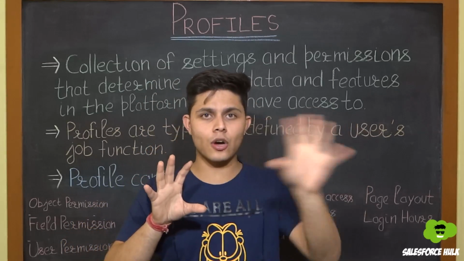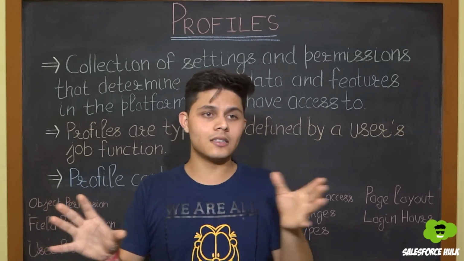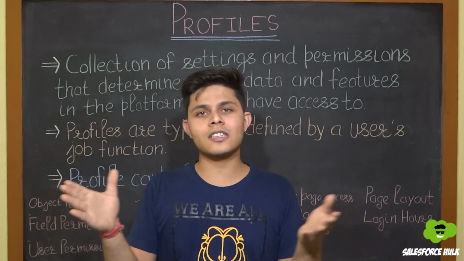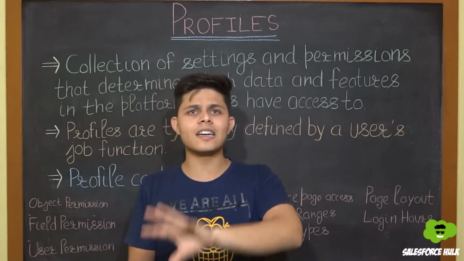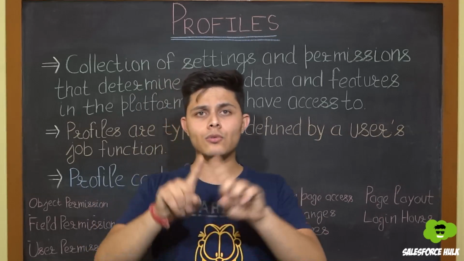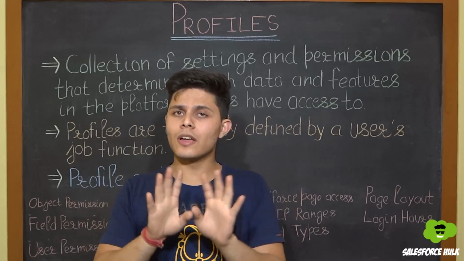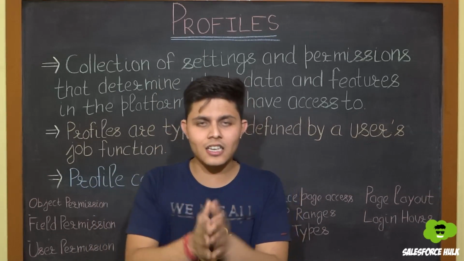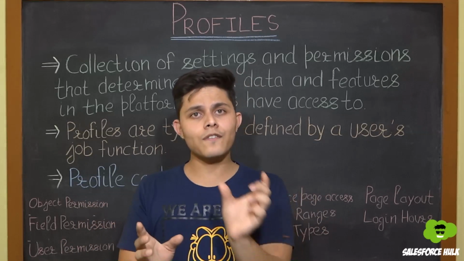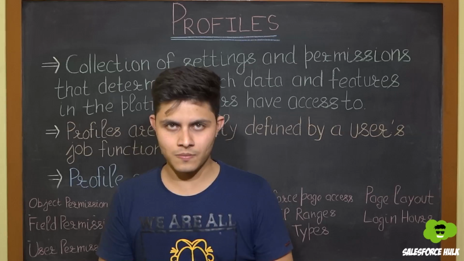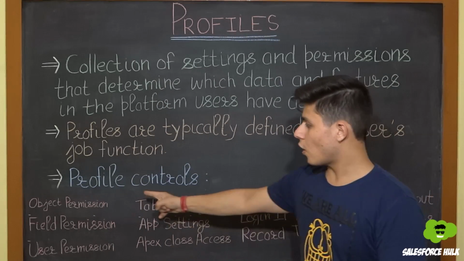So if you have a different job function, you can create a different profile, but it's not necessary every time. There comes a situation in which you need to assign the same permission to the sales executive and to the sales manager. In that situation, you can create a single profile. You do not need to create two different profiles, one for sales executive and one for sales manager. You can create a single profile and assign that single profile to all the sales executives and also the sales managers if the permissions and settings are the same for both. Got my point? Okay.